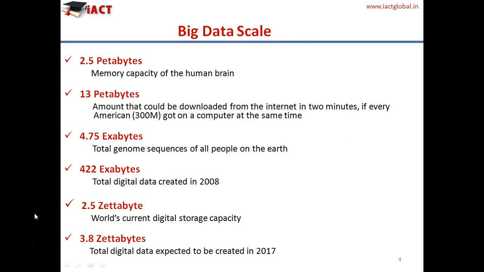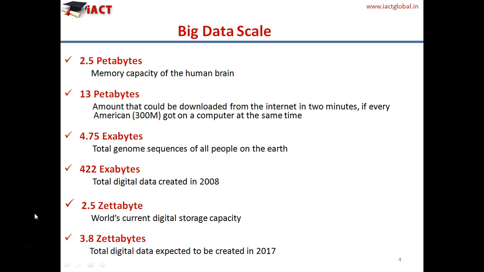So let's compare big data scale with some real-life scenarios. 2.5 petabytes is the amount of memory that a human brain has. 13 petabytes is equivalent to the amount that could be downloaded from the internet in 2 minutes if every American got on a computer at the same time. So you can relate how big that data is. 4.75 exabytes is equal to total genome sequences of all people on the earth. When we talk about genome, we are actually relating to the DNA samples.